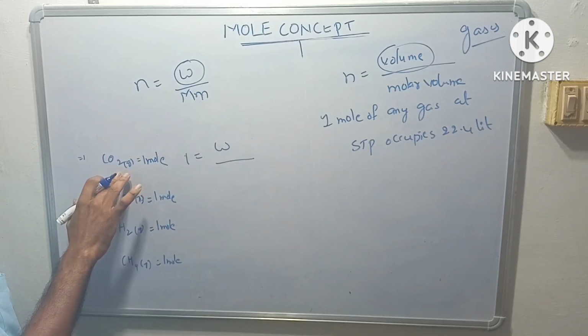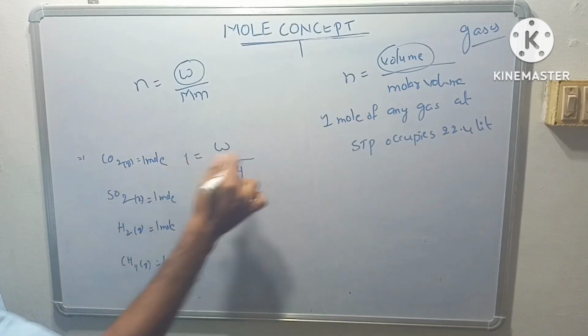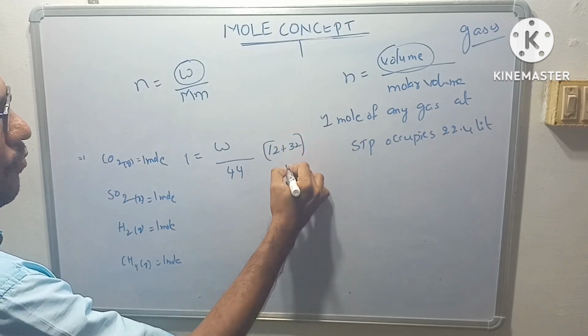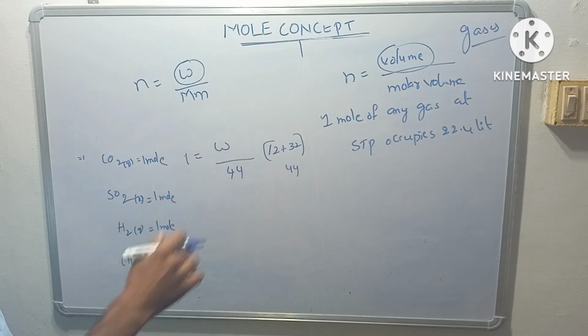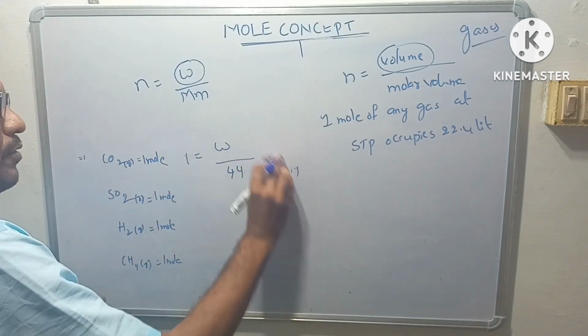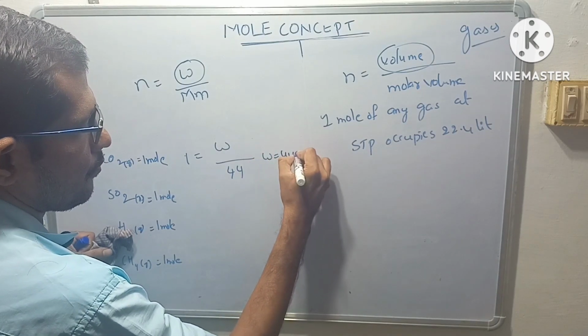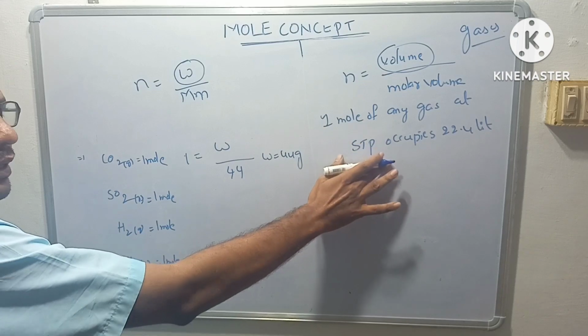The molar mass of CO2 is 44, right? Carbon is 12, oxygen is 32, so 44 is coming. So what is the weight of 1 mole of CO2? 44 grams.